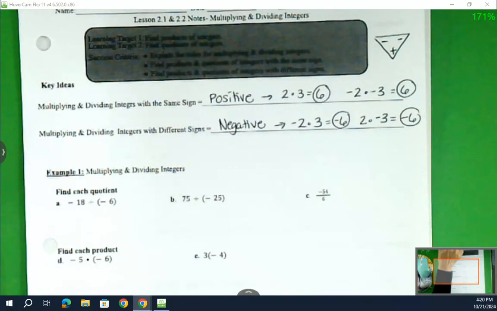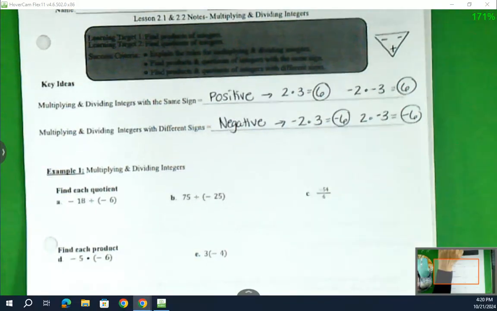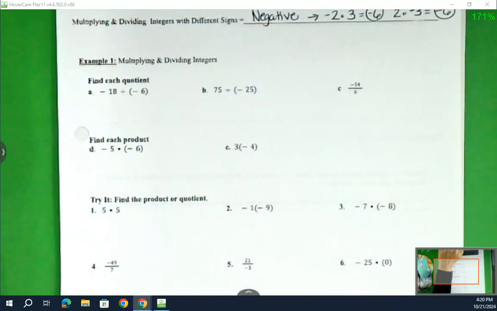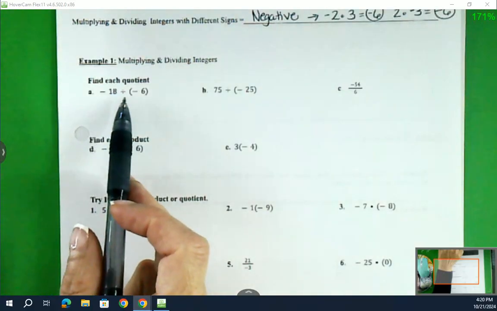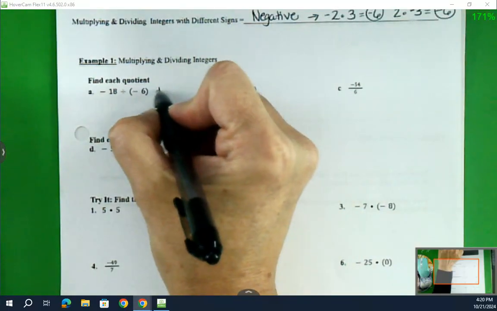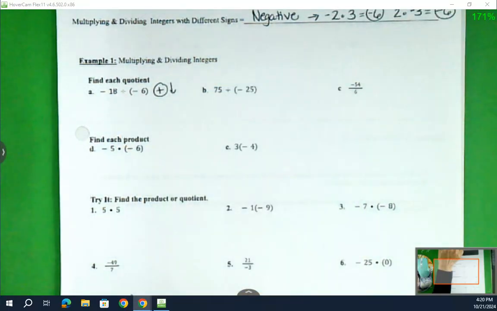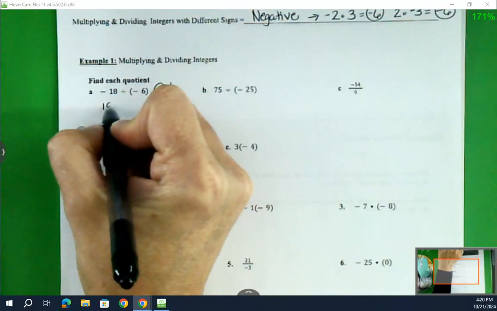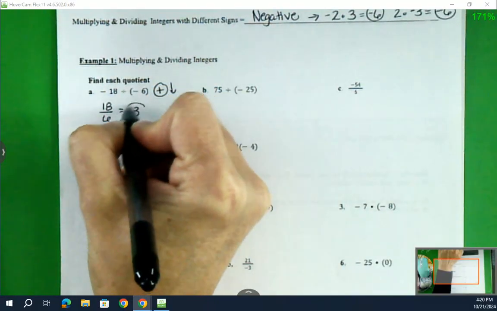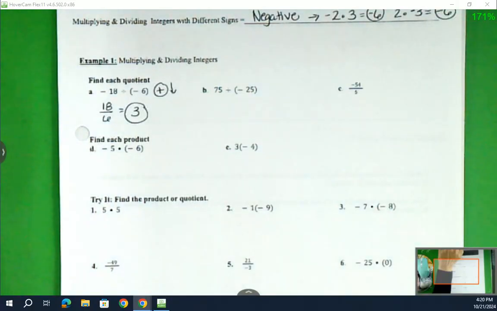So that's the pattern we notice with multiplying and dividing integers. That pattern is also going to apply to multiplying and dividing rational numbers in the later units. So then we have some examples here. Example number 1, multiplying and dividing integers. And here we have division. We have negative 18 divided by negative 6. So the same sign is going to give us a positive answer. And then we simply divide, 18 divided by 6 is 3. So our answer is positive 3.